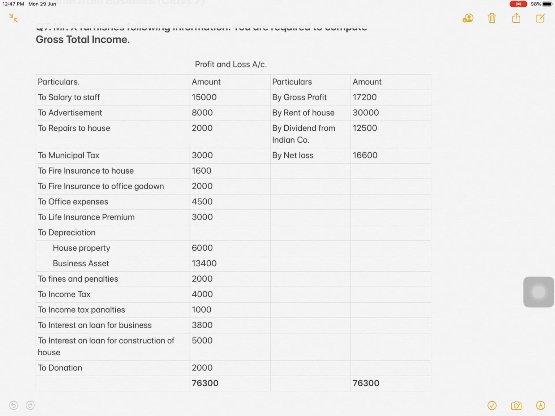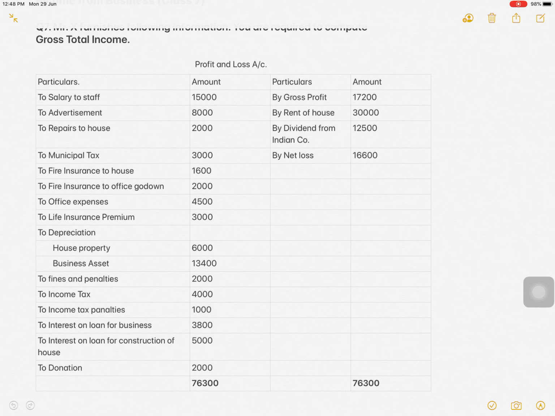To municipal tax. Now it might belong to business premises or it might belong to house property. Depending on that, if it belongs to a self-occupied house, then you have to add. If it belongs to business, then that is allowed. To fire insurance to house, you have to add because it is not a business expense. To fire insurance to office godown, this is a business expense.